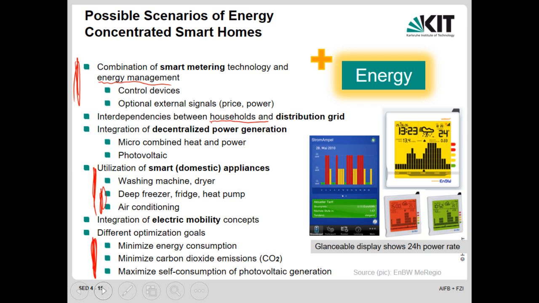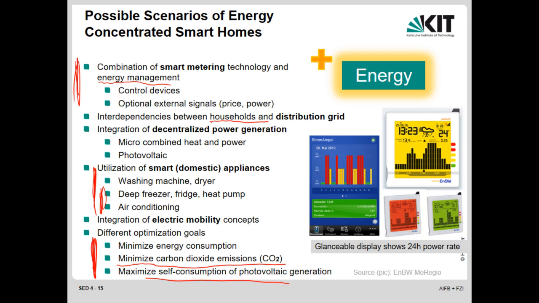Okay, so this is one goal, minimize energy consumption, which would also be an effect which would be nice. Certainly minimize carbon dioxide emissions, which means have more power generation from renewables. And again here is something where you can actually save money: maximize self-consumption. That means you just use yourself the power that you generate on your rooftop. You don't put it into the grid, and then you don't have to pay 28 cents per kilowatt hour if you get it from the grid.